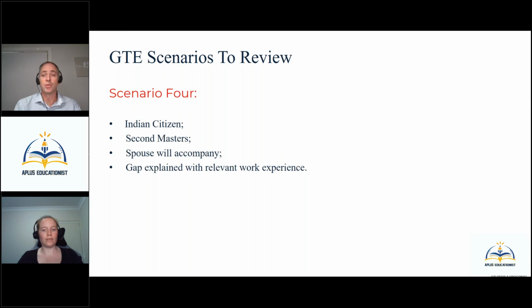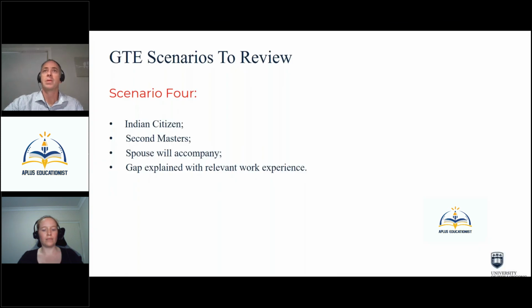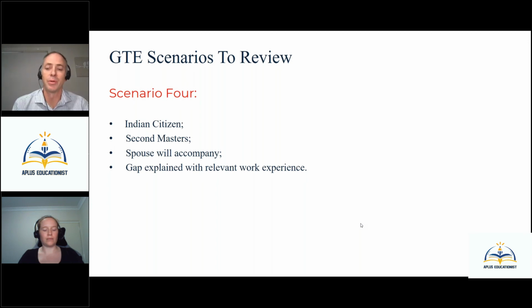In this particular example, the student SOP was very strong, similar to the first scenario I spoke about. They demonstrated good research into other options of study in terms of other locations, and in Australia, how the course will help. So again, in this example, even though they were undertaking a second master's, the student was able to articulate the link between the second master's and what they were intending to do in their career through the statement of purpose, and that helped us clear the GTE condition.